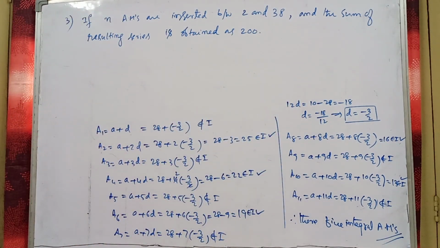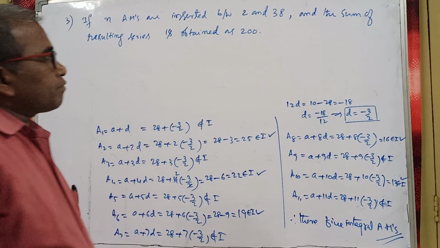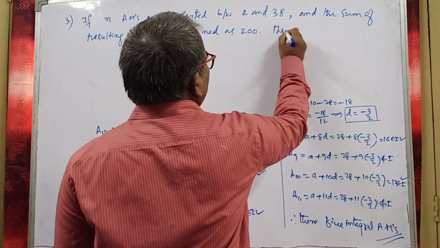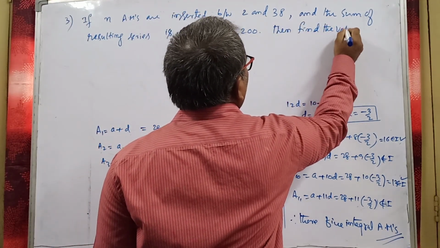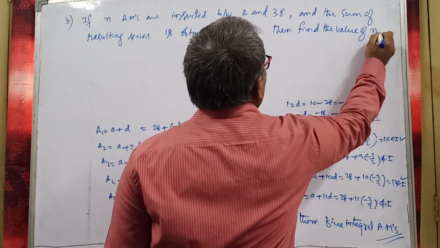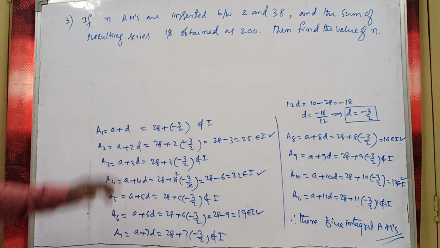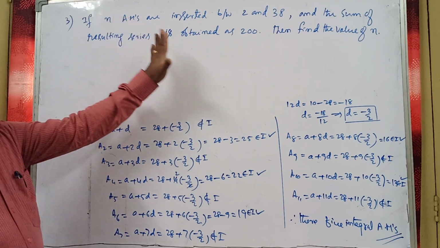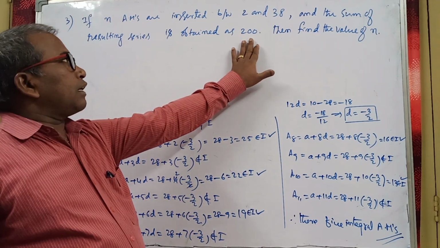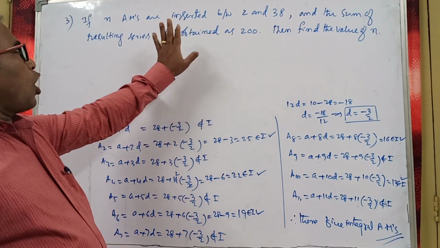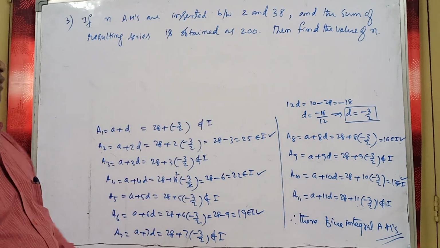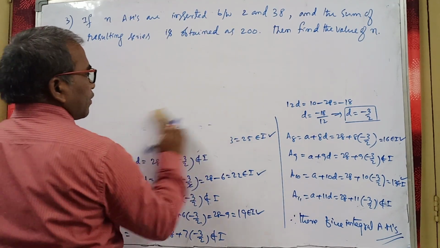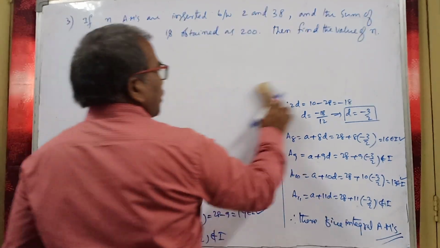Then find the value of n. This is the question. Then find the value of this n. To get the sum of the resulting series as 200, how many AMs do we need to insert? That is n they are asking.